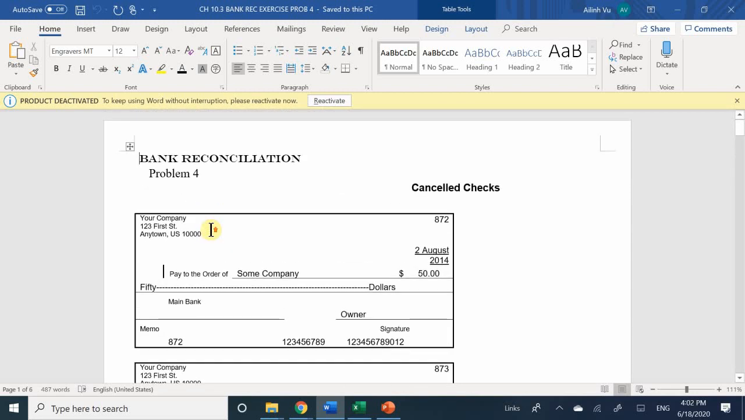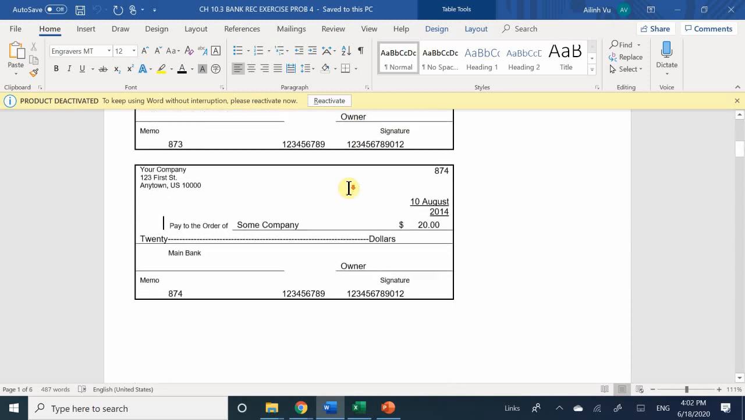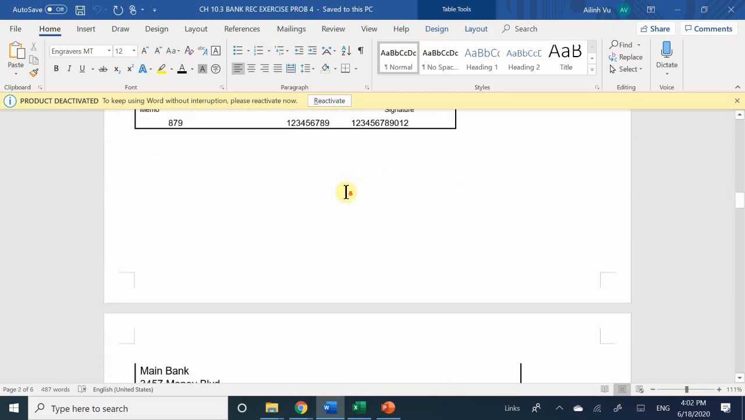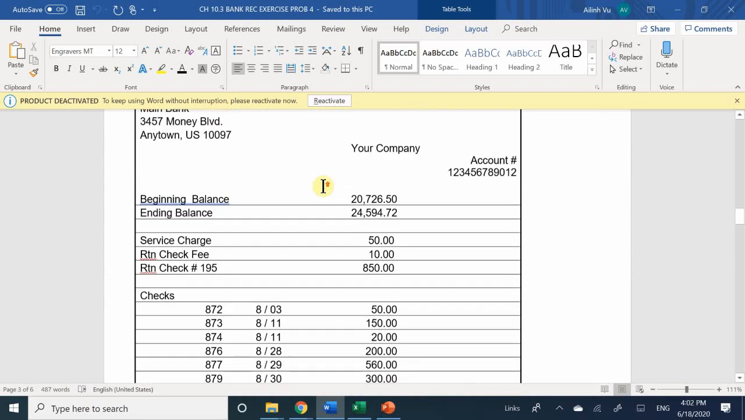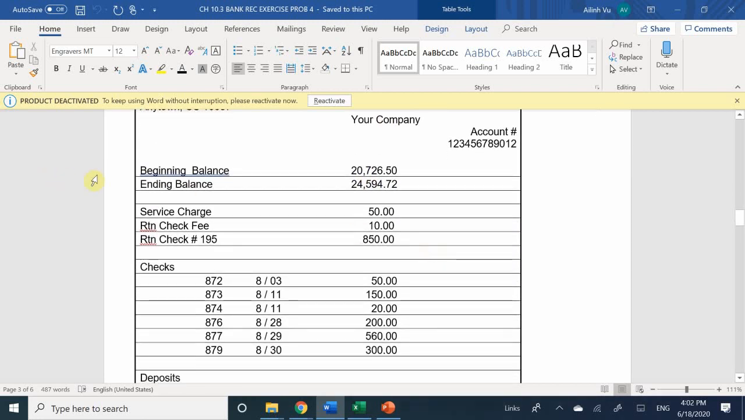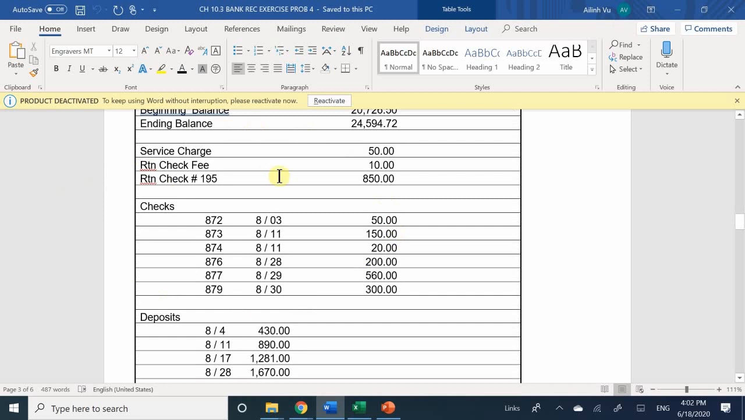So here is another list of all the checks that were written. Again, ignore the word canceled checks. These are all the checks that we have written out so far in the company. Here is our bank statement, okay? So we have our ending balance right here, and we have all of our deposits right here, and all of our checks written right here.